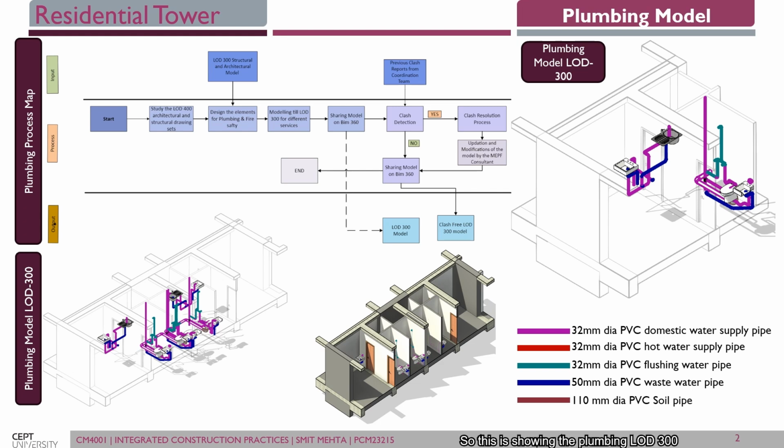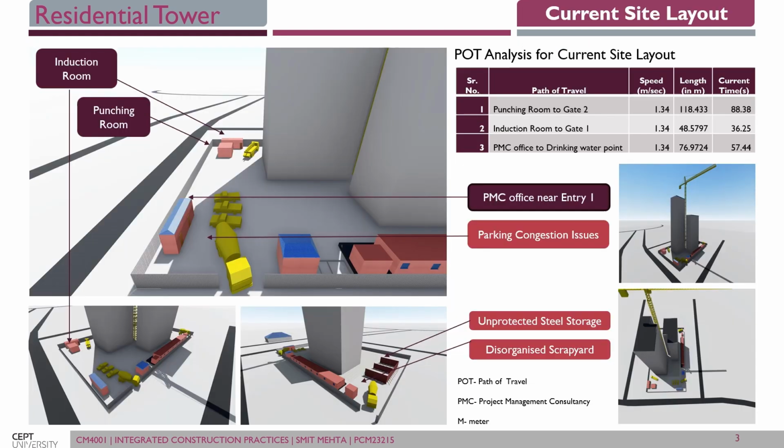So this is showing the plumbing LOD 300 model with 32 dia PVC domestic water supply pipe, PVC hot water supply pipe, PVC flushing water pipe, PVC 50 dia pipe, and PVC 110 dia pipe, with different usage of water supply in the washing area as well as the use area for the plumbing model.